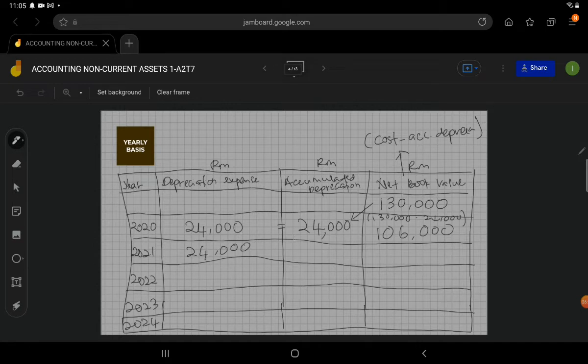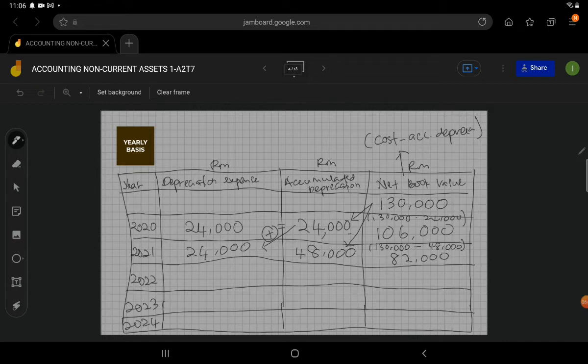Okay. 2021, macam saya kata tadi, the depreciation expense is the same. How about the accumulated depreciation? The total amount. Accumulated depreciation is the total amount depreciation expense. Okay, so kita dapat 48,000. And the net book value, cost minus accumulated depreciation. Jadi dekat sini 48,000. Jadi kita dapat berapa? 82,000.